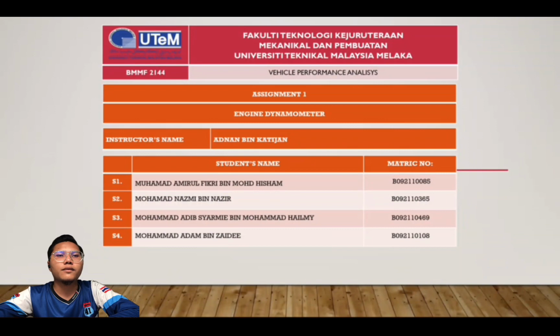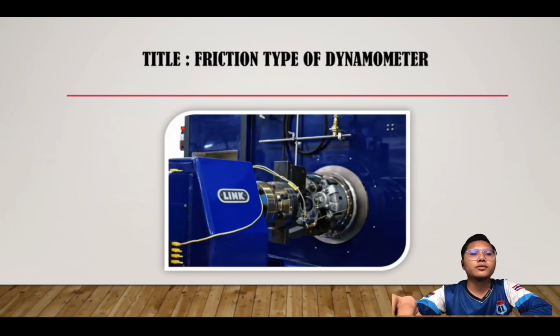Our group consists of 4 people. I am Muhammad Amirul Fikri bin Muhammad Isham. Next, Muhammad Nazmi bin Nazir, Muhammad Adib Syami bin Muhammad Hailmi, and the last one, Muhammad Adam bin Zaidi. We want to present our title, which is friction type of dynamometer.